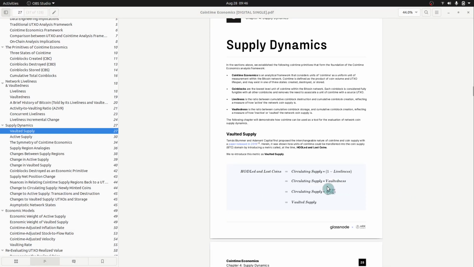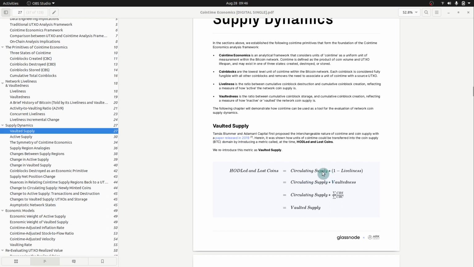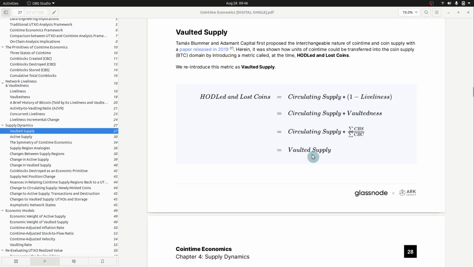So here we are back in the report, and this is the original formulation of hodled and lost coins, which we now call vaulted supply. So hodled and lost coins is the circulating supply times vaultedness, or 1 minus liveliness. This was the original metric. And as you can imagine, if we replace vaultedness with liveliness and we get rid of the 1 minus, circulating supply times liveliness is the active supply. Now, this is where things get a little bit abstract, as if that's not already the case. But the concept here, let me go back to our chart.